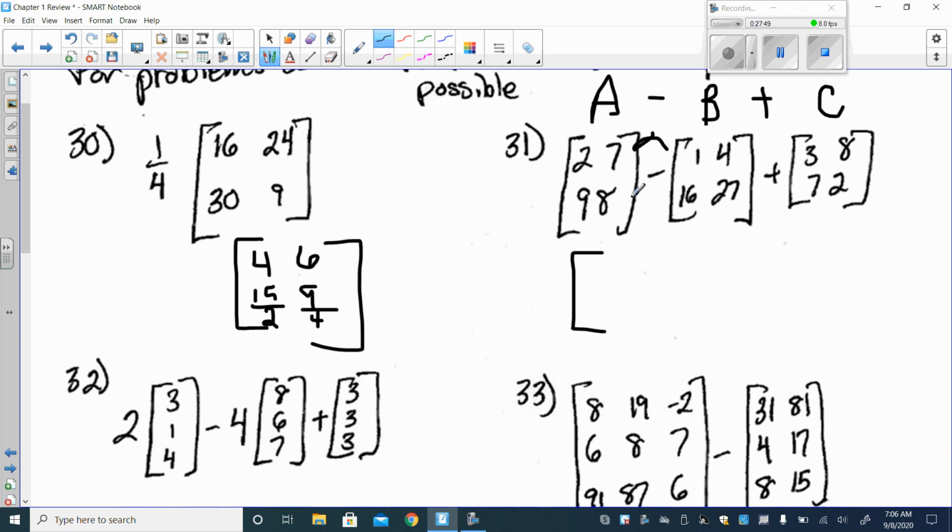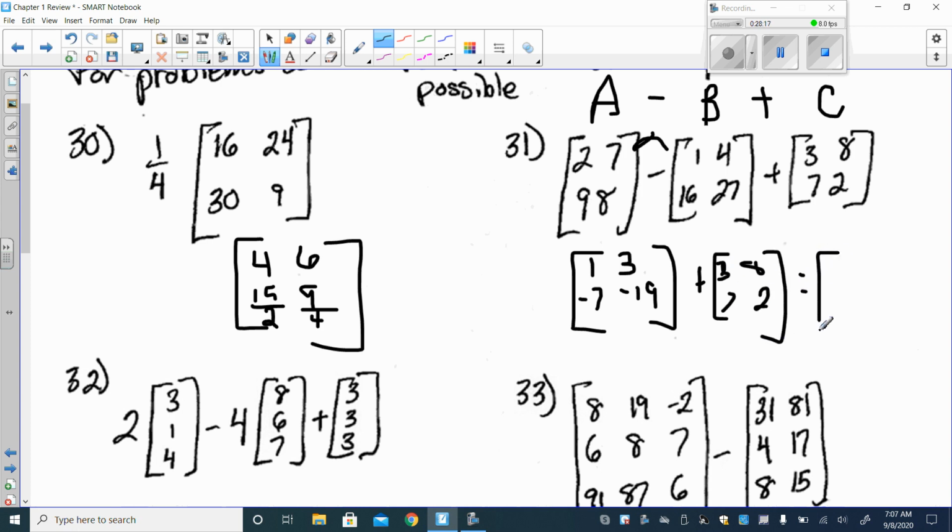So 2 minus 1 is 1. 7 minus 4 is 3. 9 minus 16 is negative 7. And 8 minus 27 is negative 19. Would be our first matrix. And then we add to it our 3, 8, 7, 2, and that's not a good looking 3. There we go, that's better.